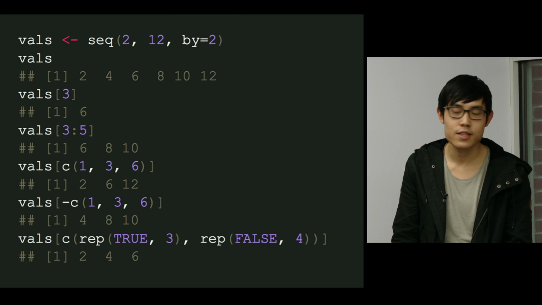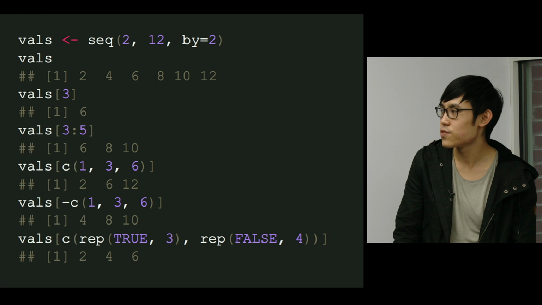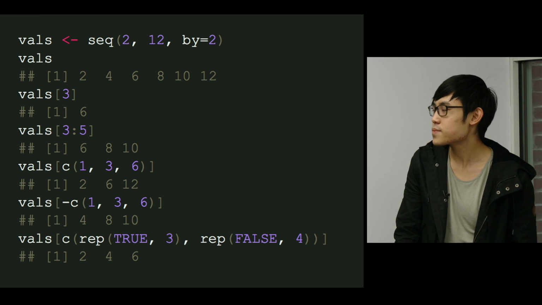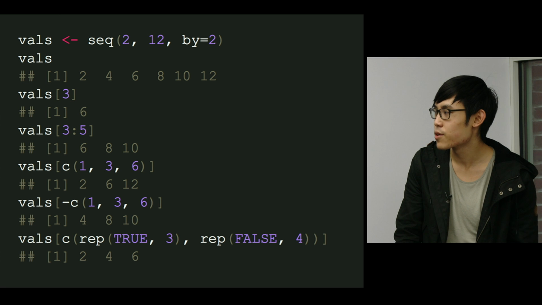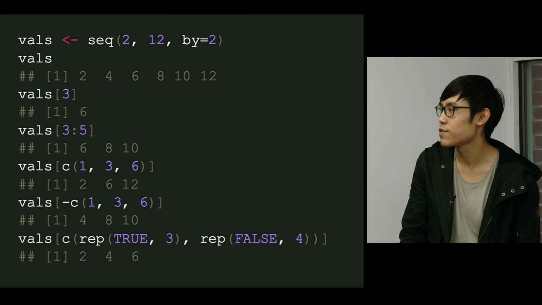One thing to keep in mind is that R indexes by starting from 1. So vals[3] is going to give you the third element. This is different from other languages where it starts from 0. So in C or C++, for example, you're going to get the fourth element.